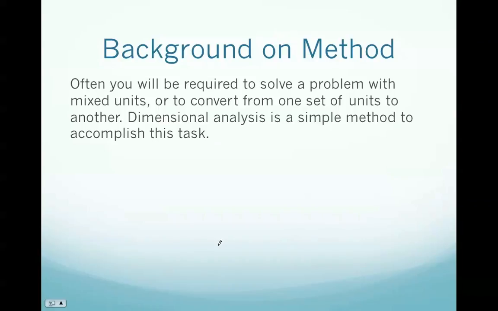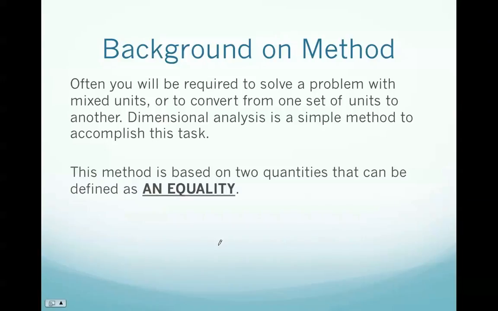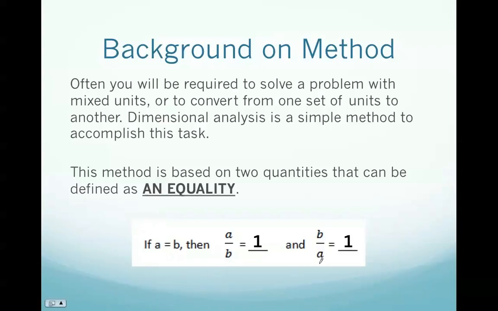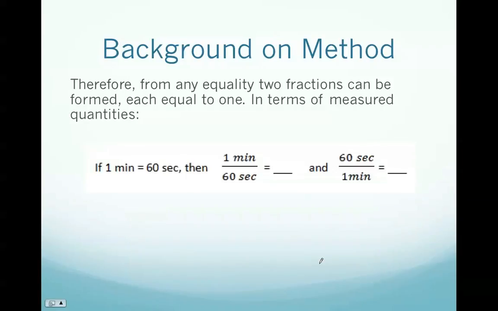All right, often you are required to solve a problem with mixed units or to convert from one set of units to another. And dimensional analysis is a way to do this. Now, this requires two quantities that are equal to each other, and we call that relationship between two quantities an equality. So for example, if A is equal to B, then I know that A divided by B is equal to 1, and B divided by A is equal to 1. And we can use this in order to do our unit conversions.